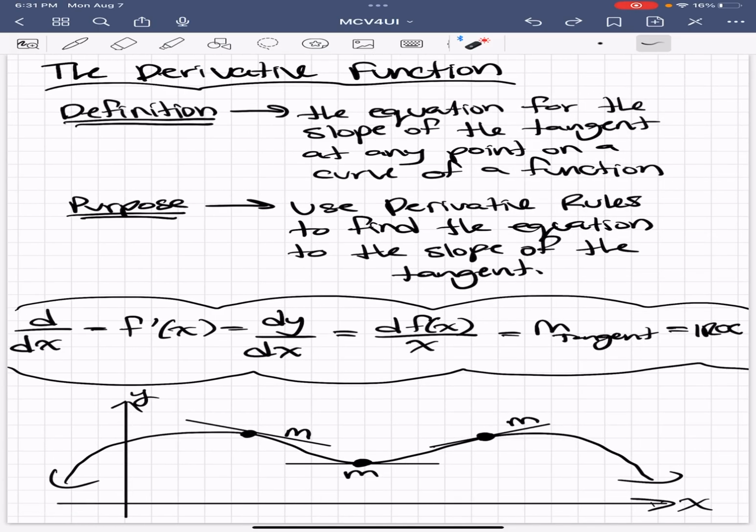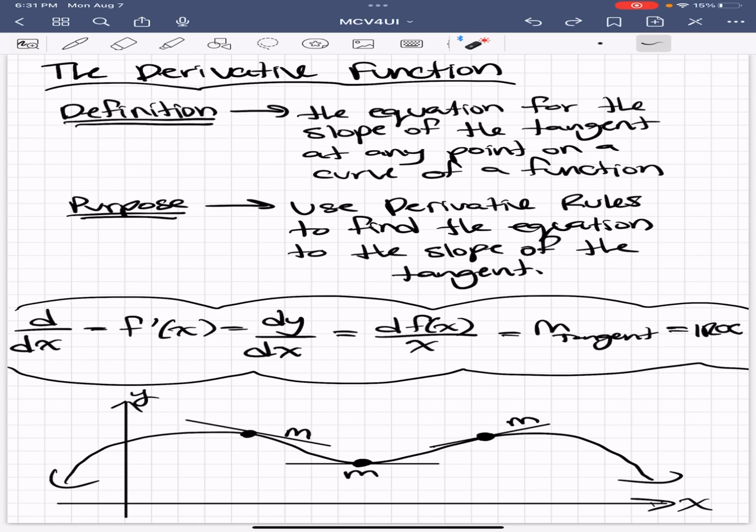So the definition is the equation for the slope of the tangent at any point on a curve of a function. And its purpose is that we use derivative rules to find the equation of the slope of the tangent.